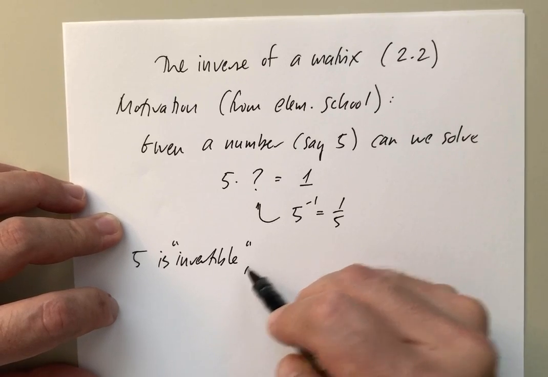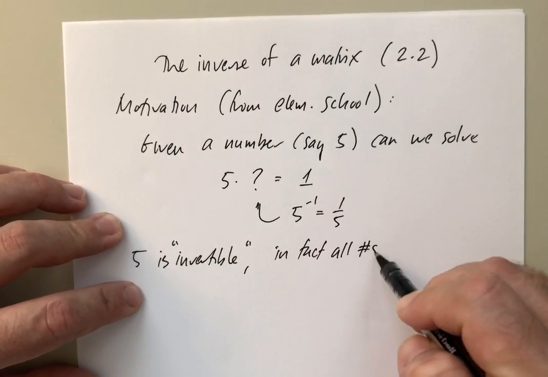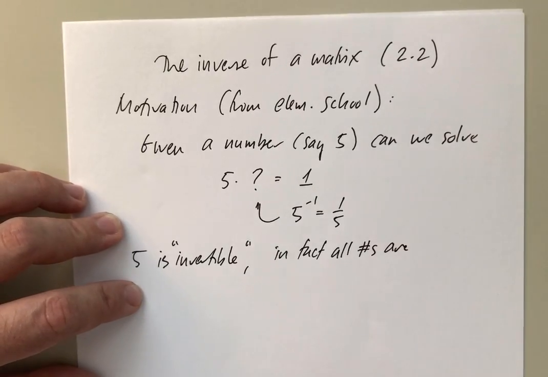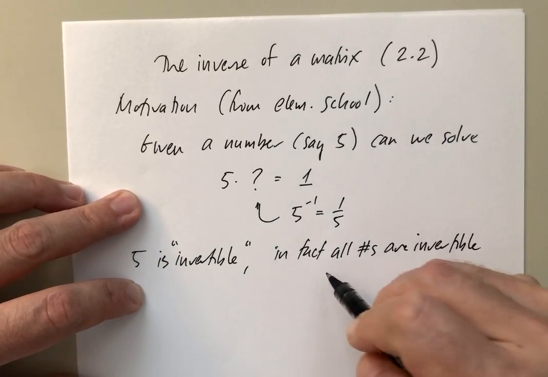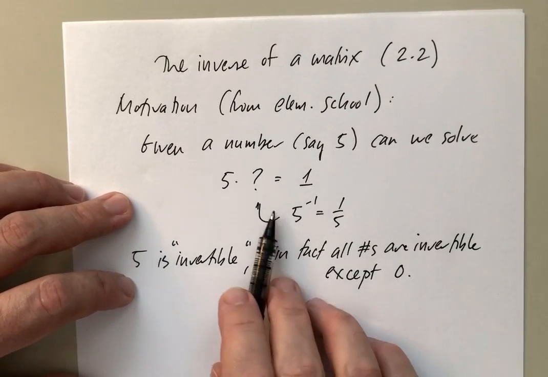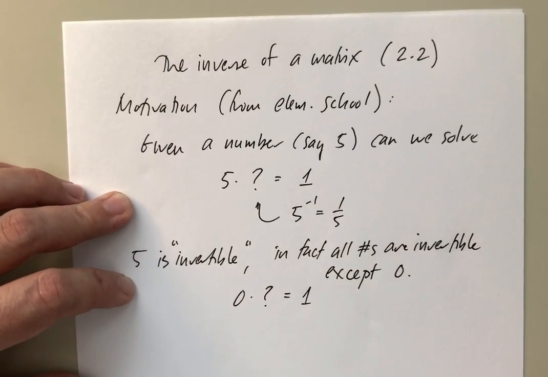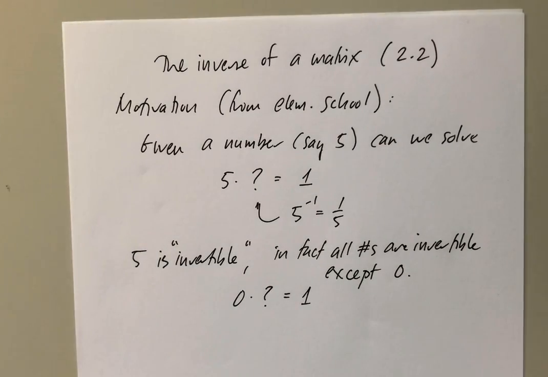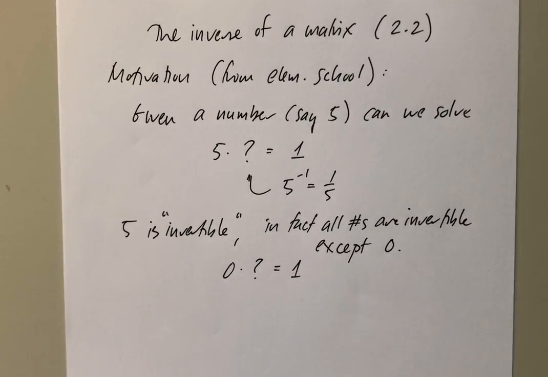And in fact, all numbers are invertible. Well, but not quite all of them. All numbers are invertible except the number 0. Of course, I cannot solve 0 times something equals 1. That's not going to work. There's nothing I can put there to solve that. So what we want to do is extend the story to matrices today.